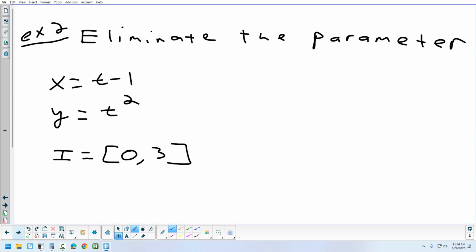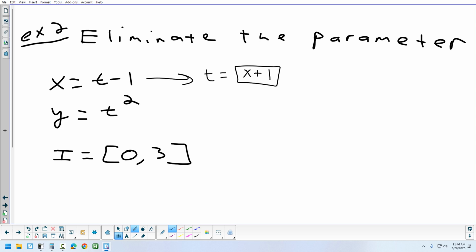Good. All right, let's try another one where we eliminate the parameter. When you are eliminating the parameter, what is your first step? Combine the equations. So that's the goal. You solve for x. Yeah, that's the whole goal. The first step in that goal is to solve the x equation for t. Okay, so if we get t by itself in the top equation, what would t equal? T equals x plus 1.